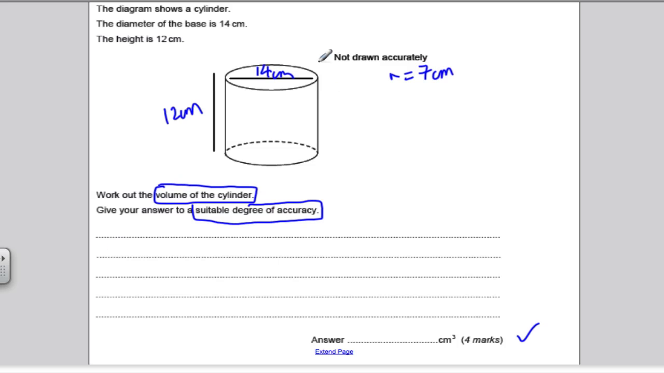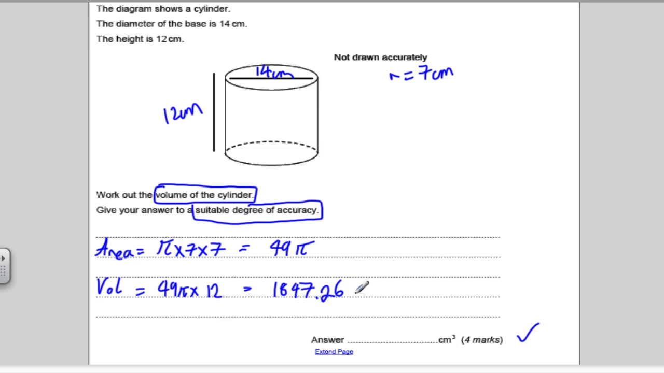So what we need to do is work out the area of its face. So the area would be pi r squared because it's a circle. So it would be pi times 7 times 7. Okay, in terms of pi, we can leave it for now, 49 pi. That's the area. So the volume is always the area of the face times the length, or the height in this case. So it would be 49 pi times 12, which when you work it out on your calculator, you get 1847.26, and the unit centimeters cubed. Okay, so it's simple as that.